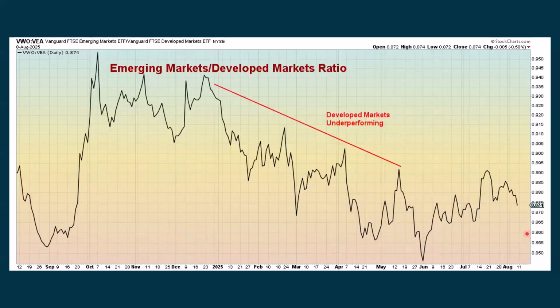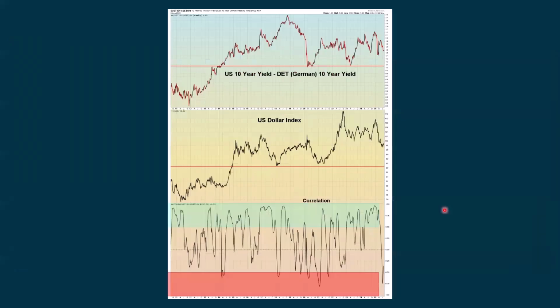And we look at emerging markets and then developed markets. Developed markets would be like the US and the EU, coming down a little bit here. Emerging markets have been a little bit under pressure, but when this is going down, that means emerging markets are underperforming and developed markets are outperforming. It's not the US, it's mainly been Europe that's been holding up better so far in 2025.